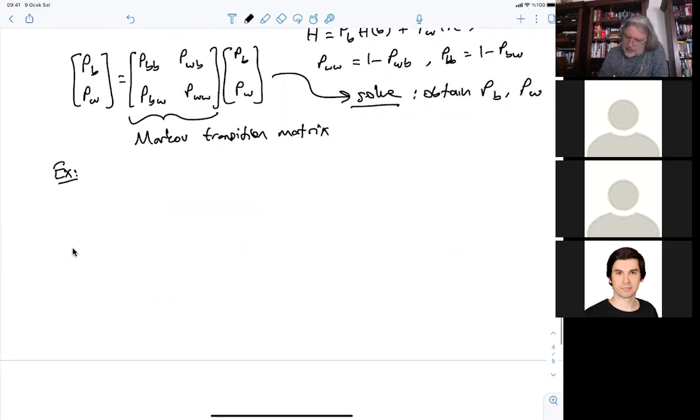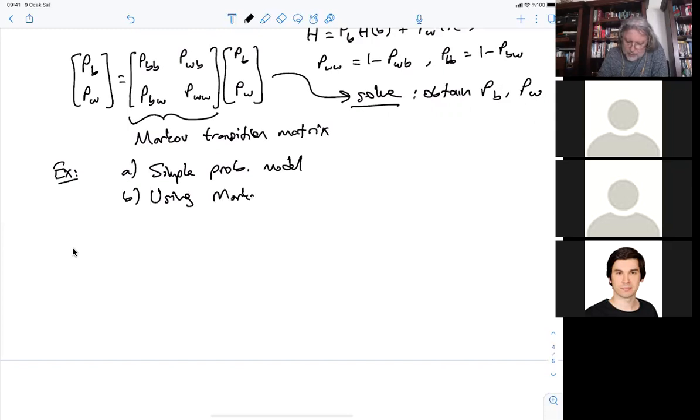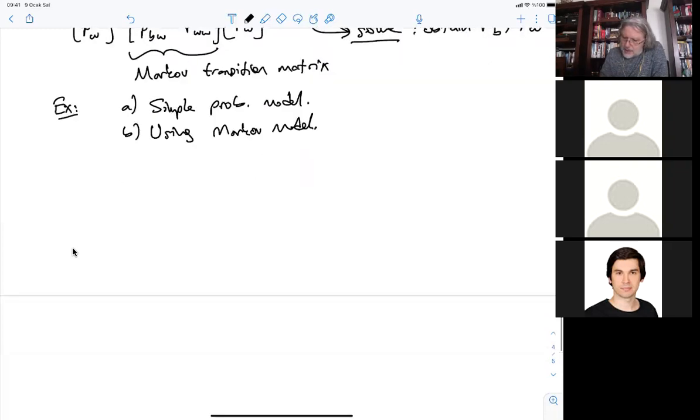We need to calculate the entropy of the source, of a binary source, using simple probability model and then using Markov model. So you will see the difference between these two. The given information is as follows.